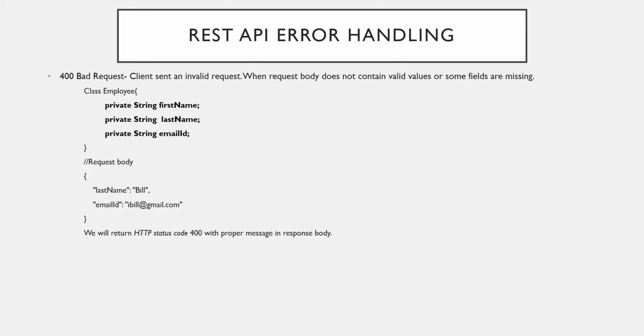And suppose for email ID, I set something like "abc@gmail", so I'm not appending .com here. In that case, it does not contain a valid value. So in that case also we have to return a response with 400 status code and with a proper message.